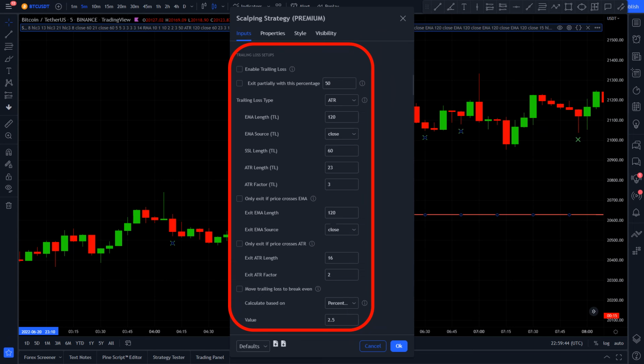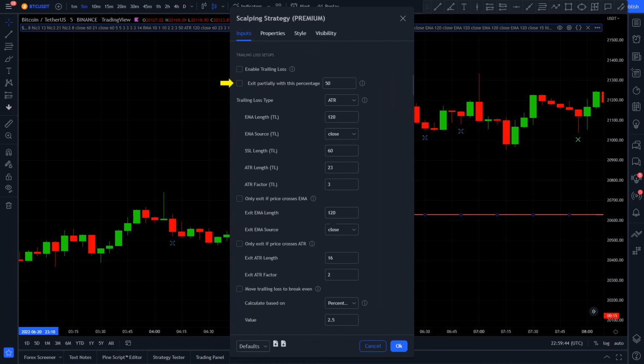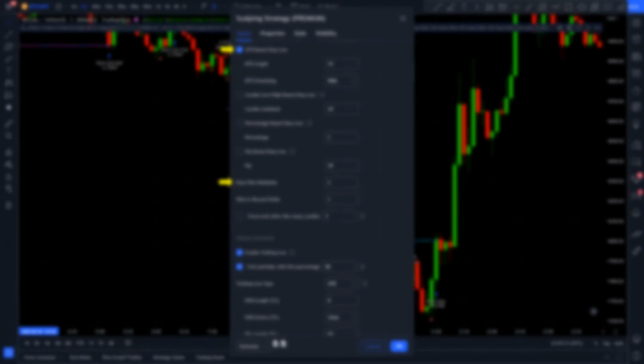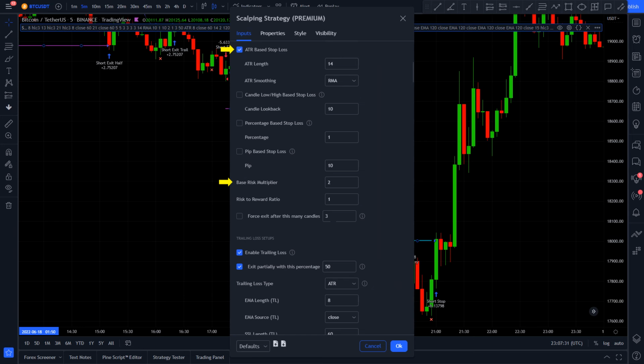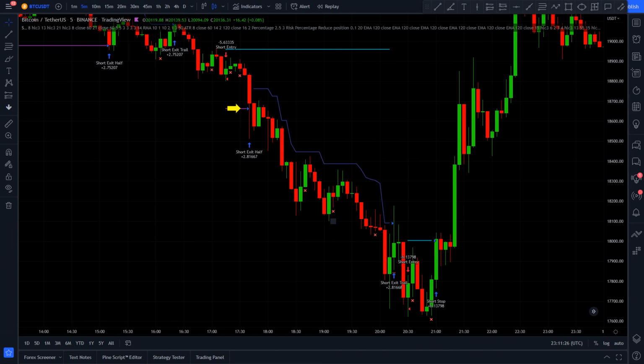Here you can decide to use trailing stop loss starting from the beginning, or you can do partial exiting. Let's say you set the first take profit to 2 times ATR distance and you choose a partial exiting with 50%. Once the first take profit level is reached, the strategy will close off 50% of the position, locking in some profits, and it will let the rest ride until the trailing stop loss gets hit.